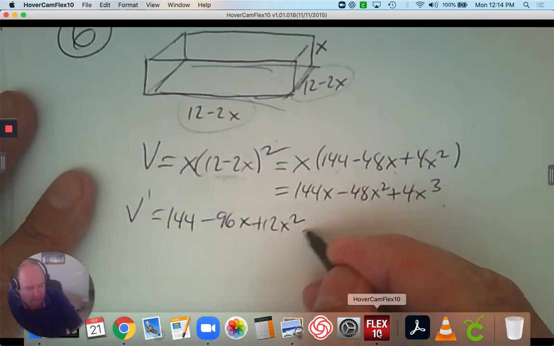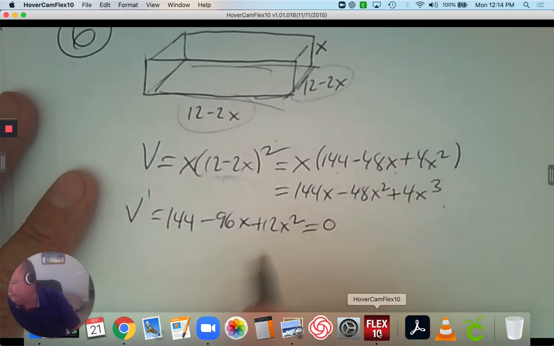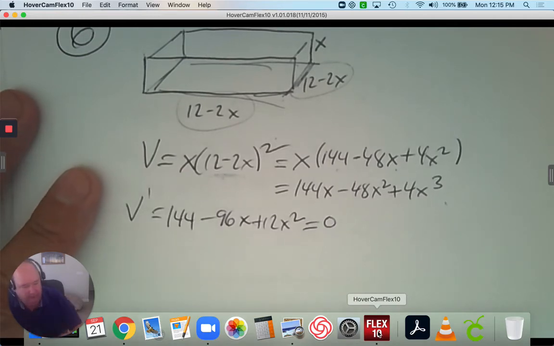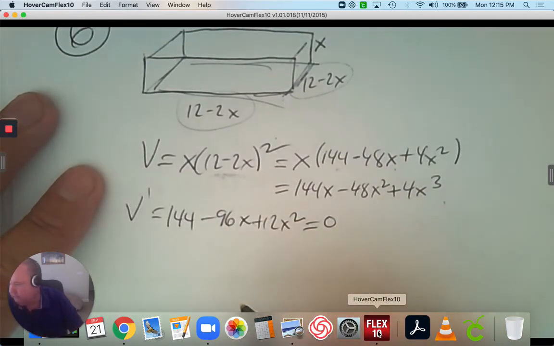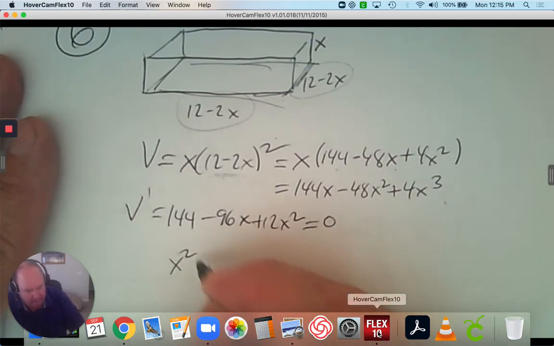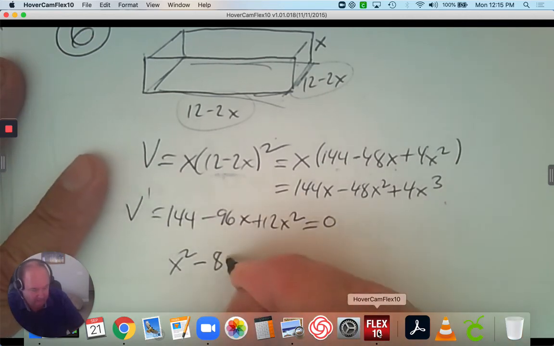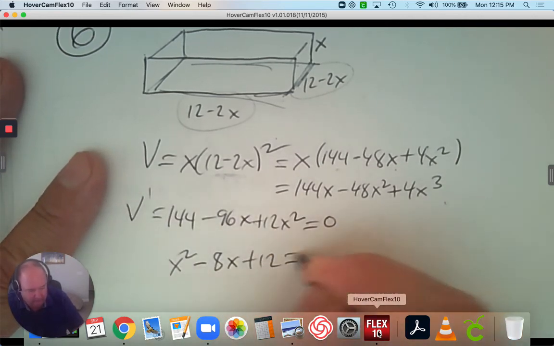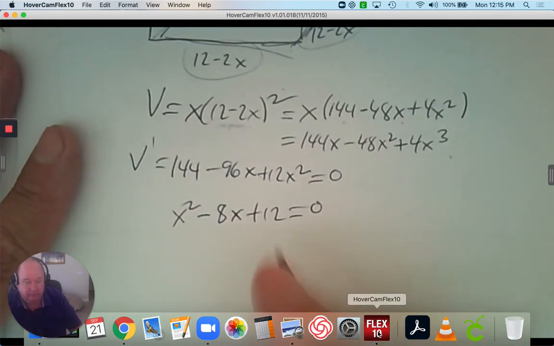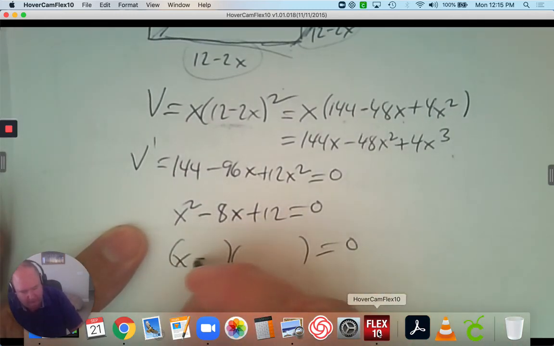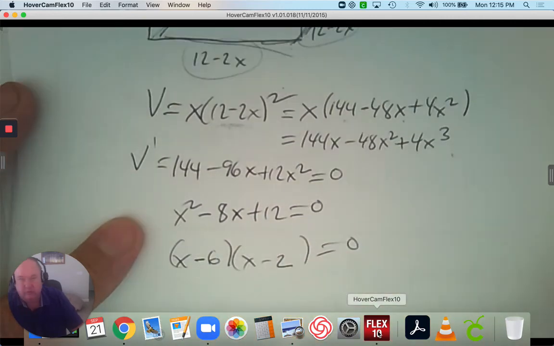Make that equal to 0. I'm going to divide everything by 12 to make that an easier quadratic to solve. So divide everything by 12. And I'll put it in order. That'd be x squared. 12 goes into 96, 8. And that's 12. So I just divided everything by 12 to reduce it down. That's a simple diamond. So the two numbers would be negative 6 and negative 2.